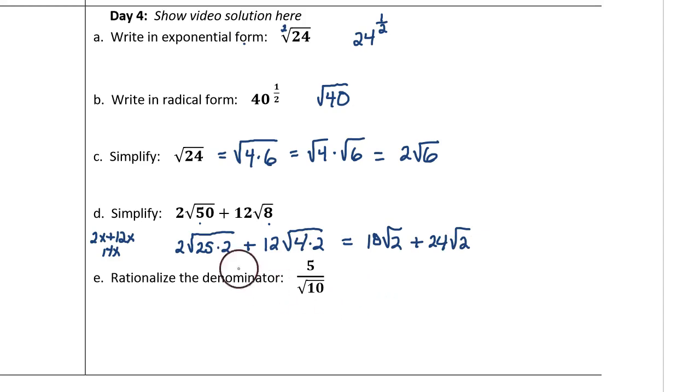So what's going on here is we've written 2 square root of 50 as 10 square root of 2. And we've written 12 square root of 8 as 24 square root of 2. Because that creates like radical terms. So 10 plus 24 is 34 square root of 2.